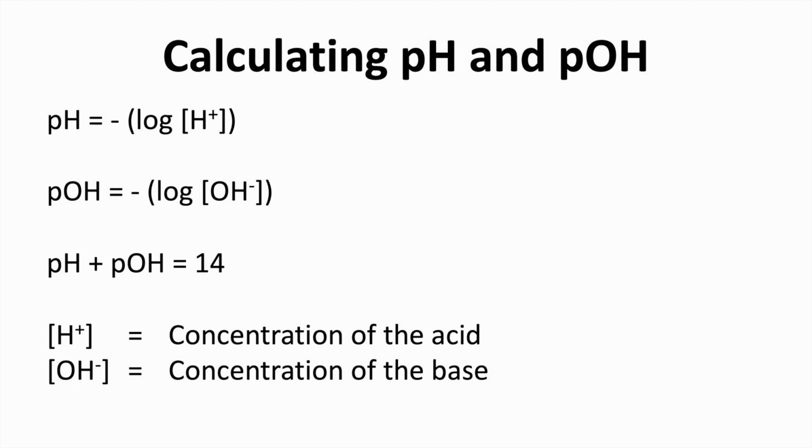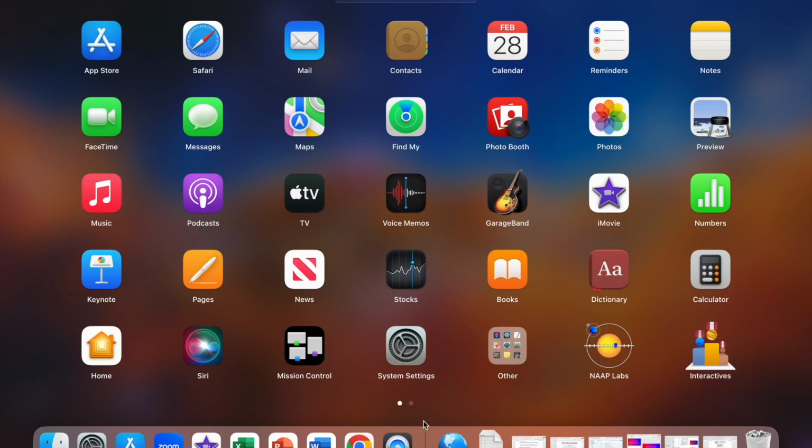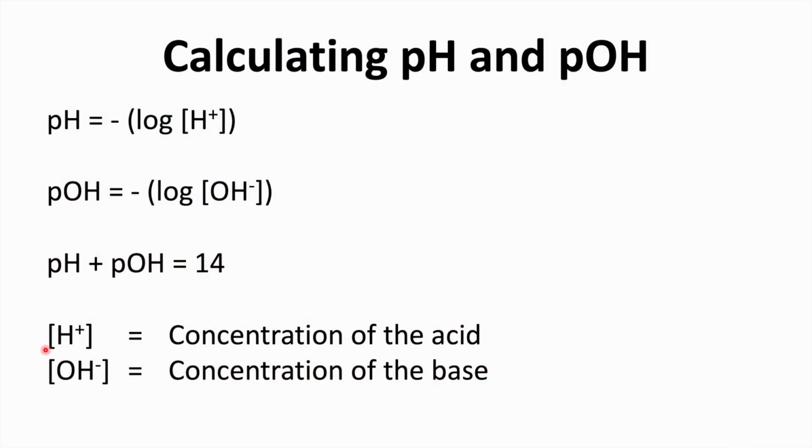So this is how we calculate pH and pOH, and you're going to want to make sure that you have a scientific calculator that can do logs. pH is just the negative log of whatever the hydrogen ion concentration is. pOH is the negative log of whatever the hydroxide concentration in the solution is. And for a particular solution, if you add the pH and the pOH, it should always equal 14. And again, remember, when we're talking about H plus in brackets, that's the concentration of the acid. And when we're talking about OH negative in brackets, that's the concentration of the base.